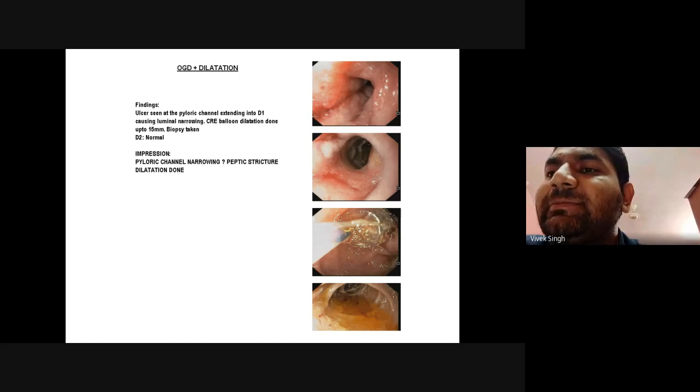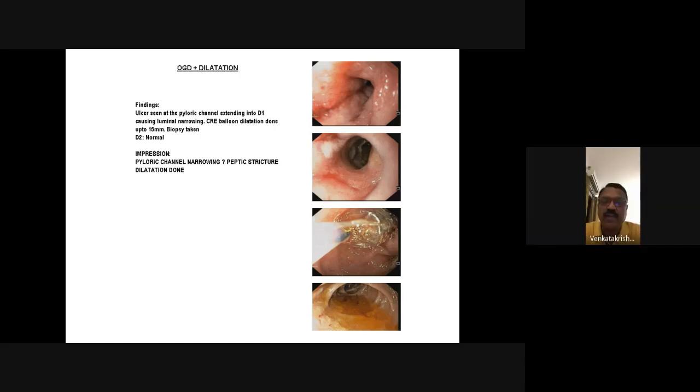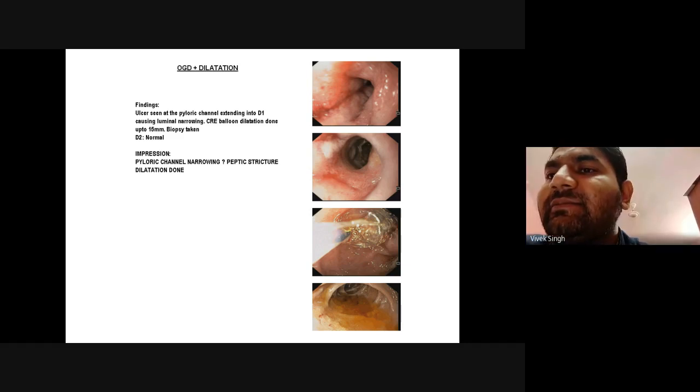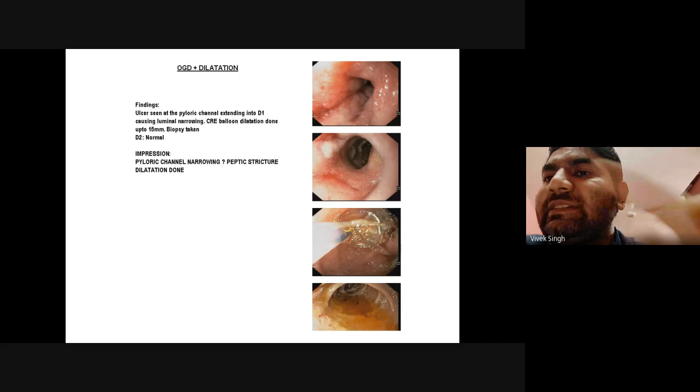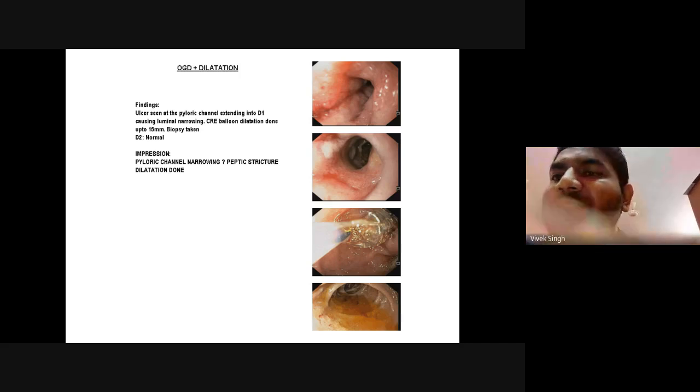We tried to negotiate. There is nodularity in the pylorus, loss of vascularity. There is ulceration. The ulcer was seen at one end of the pyloric channel. The scope could not be negotiated, but we could just see the duodenal mucosa beyond the pyloric channel. So a CRE balloon dilatation was done, and post that the scope could be negotiated, and biopsies were taken from that antropyloric ulcer and from the nodular mucosa around the ulcer.